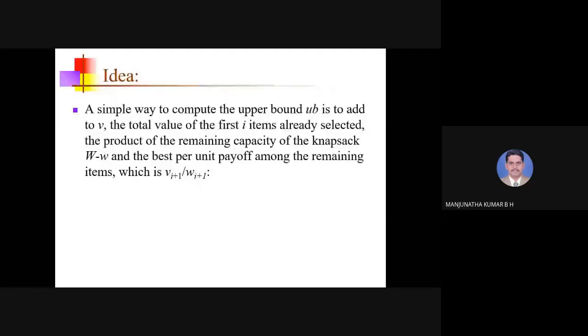And that value will be the upper bound. It means that is the maximum profit you may get at most, not beyond that, not more than that. So your optimal solution will be equal to the calculated upper bound value or lesser than that upper bound value. It will not go beyond that upper bound value. This is the branch and bound technique.